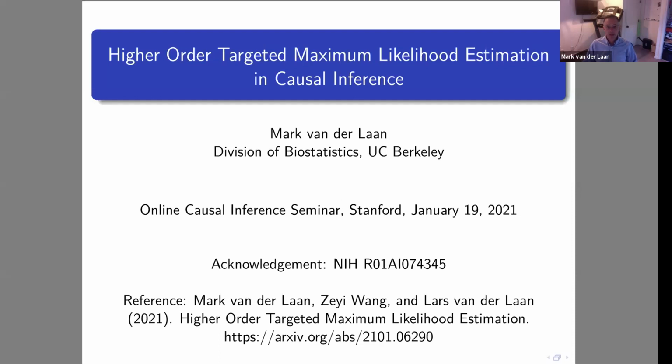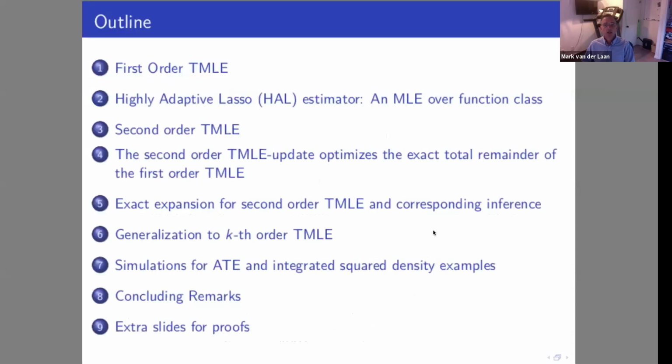So here's an overview. I will first review the regular TMLE, which I now call the first order TMLE, and an important machine learning algorithm called the highly adaptive lasso, which will also be an important ingredient for the higher order TMLE, which is just an MLE over a big function class.